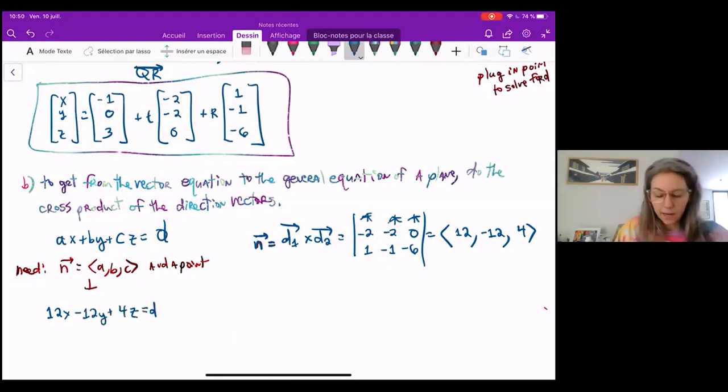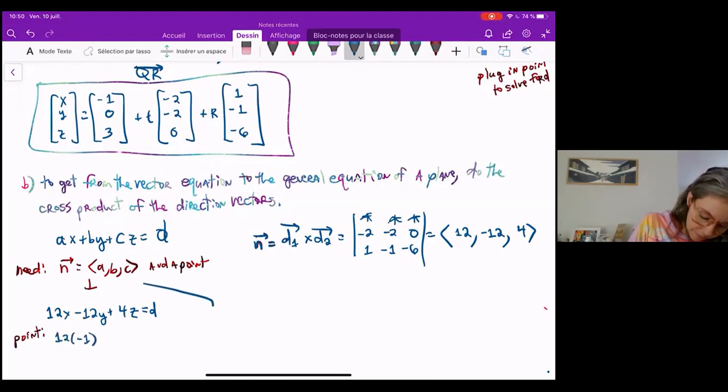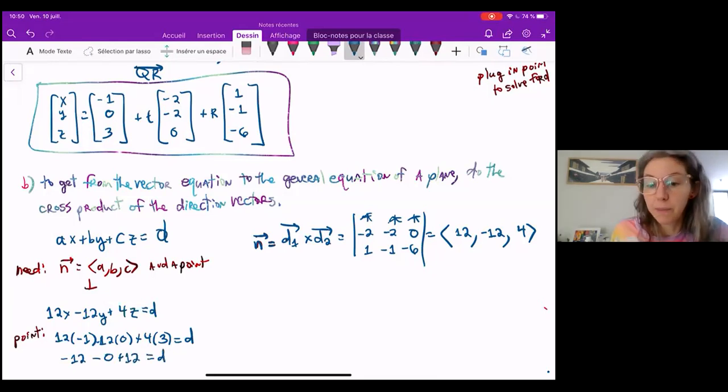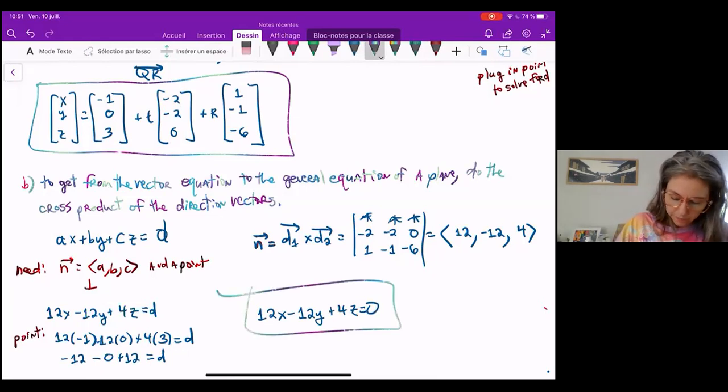I don't know what D is yet, so now I plug in my point. I'm going to plug in the -1, 0, 3, but I could also plug in Q or P or R. I can plug in any of the 3 points and I should get the same D. So here I'll have 12 times -1 minus 12 times 0 plus 4 times 3. So this is -12 minus 0 plus 12. So D is actually 0. Turns out this plane passes through the origin. That's my final answer for this one.